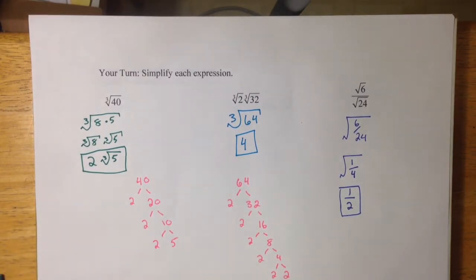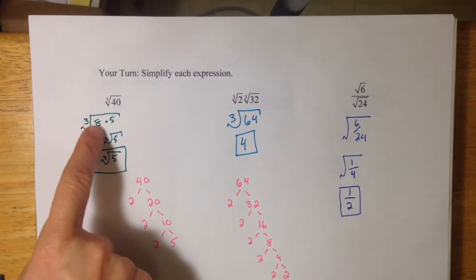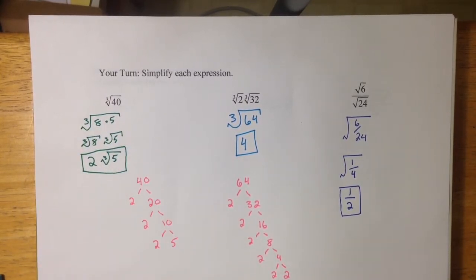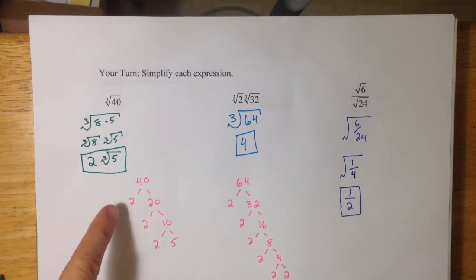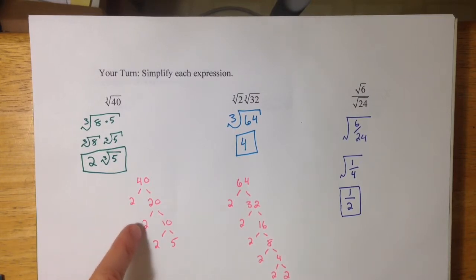Now, I happened to notice that 8 times 5 would be a convenient factorization of 40 in this situation. If you didn't see that, however, you can always get the prime factorization of 40 and figure this out anyways. So down here I wanted to show you that I found the prime factorization of 40 to be 2 times 2 times 2 times 5.